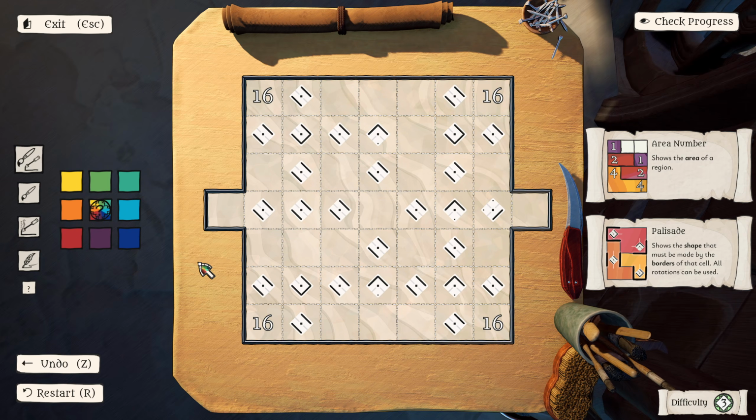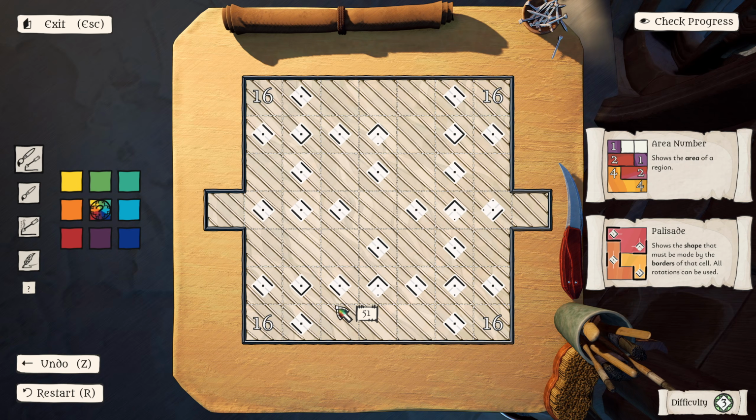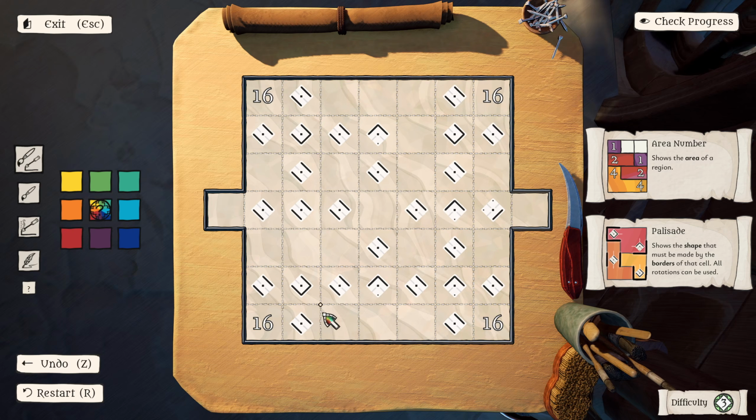What even is this? 16, 16, 16. 2 of the 16s have to be in the same region, because otherwise we have 16, 32, 64. I believe this must take that line. Which means this must take that line. And this is going to take either that or that, but we don't know which. That is going to take that and that. We can fill in a bunch of those, I'm sure.